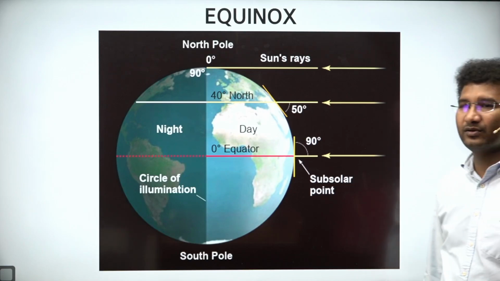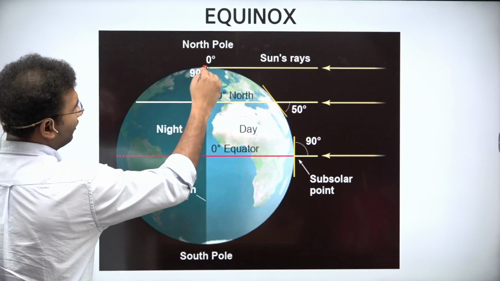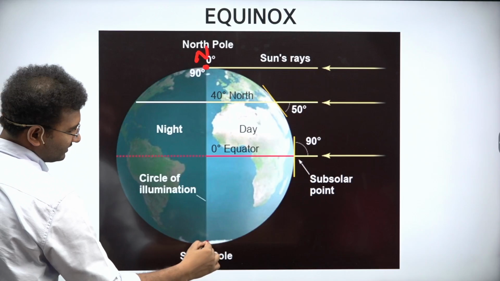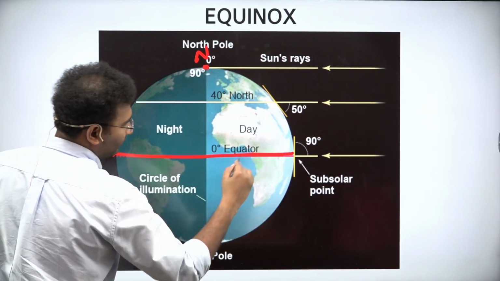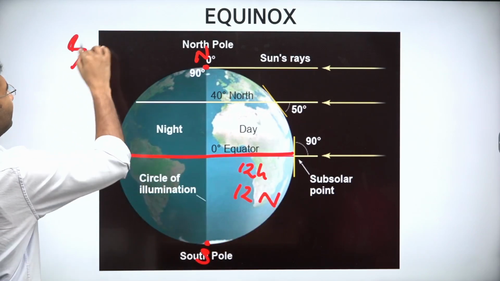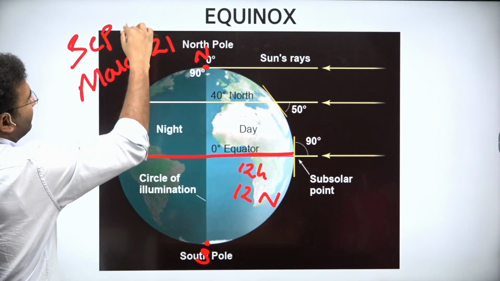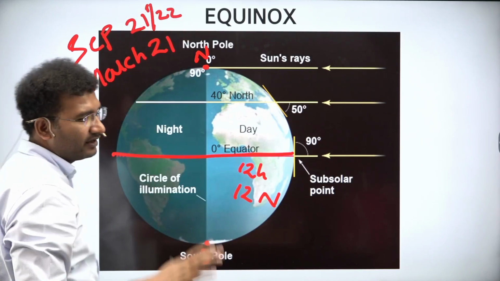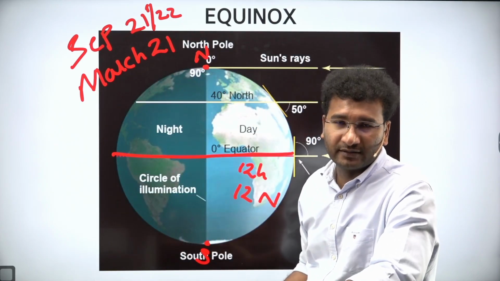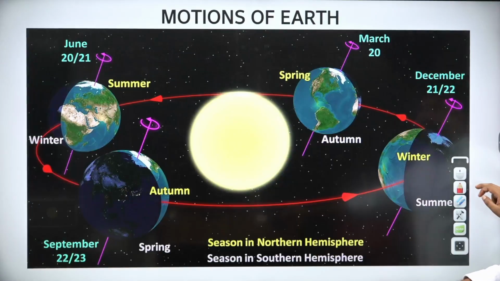Look at the conditions of the equinox: equal length of day and night. This is your equinox, North Pole, South Pole. That means you will see equal length of day and night. This is the equator: 12 hours of day will be there, 12 hours of night will be there. On which days? In the month of March, 21st, and September 21st or 22nd. One day here and there, right? This is how you see the positions of the earth. Now finally, I'll conclude to show you the seasons, how they look. This is how they look.